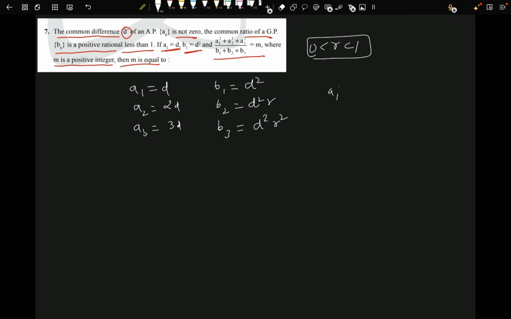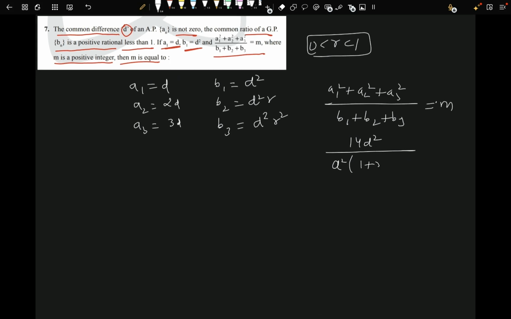What do we have to calculate? A1 square plus A2 square plus A3 square upon B1 plus B2 plus B3, which is M. So A1 square would be D square, 4D square and 9D square. 9 plus 4 is 13 plus 1, 14D square upon D square, take common, 1 plus R square. So this will get cancelled. So basically 14 upon 1 plus R square is M.